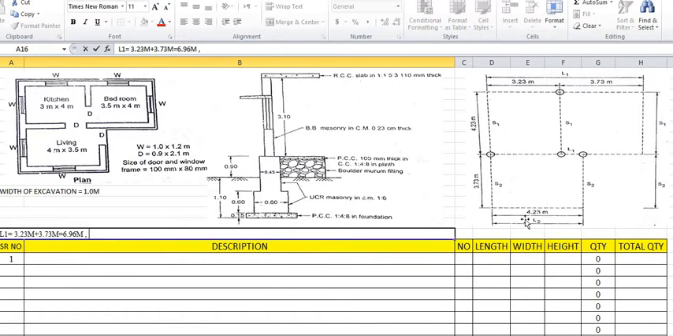Same way, what is the length of L2? L2 has its length directly, without addition, as mentioned: 4.23. So we will take this directly as 4.23 meters.